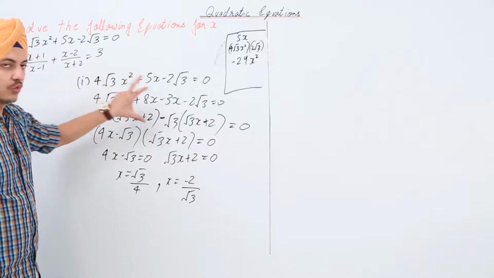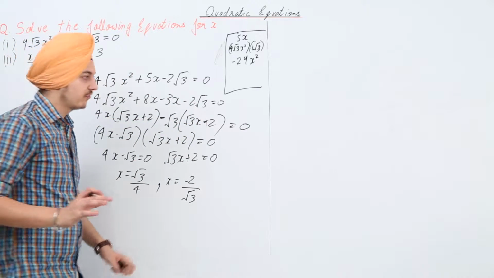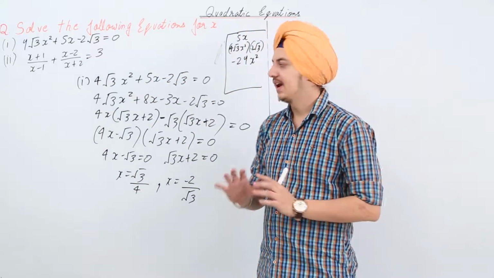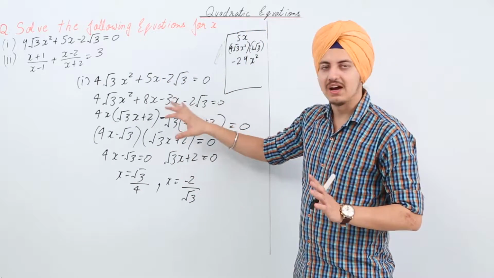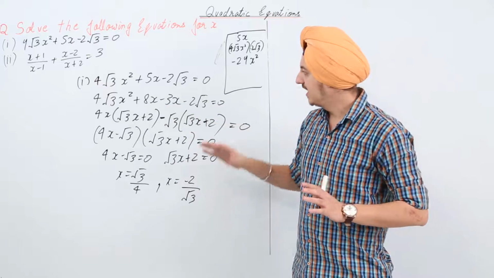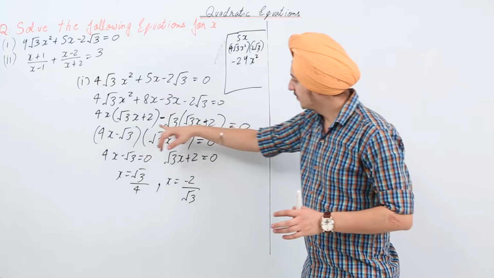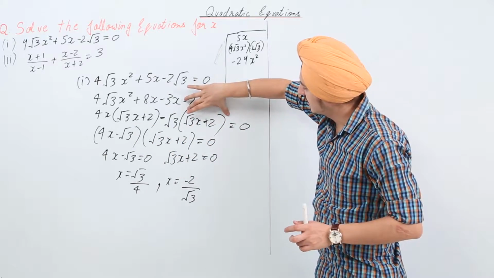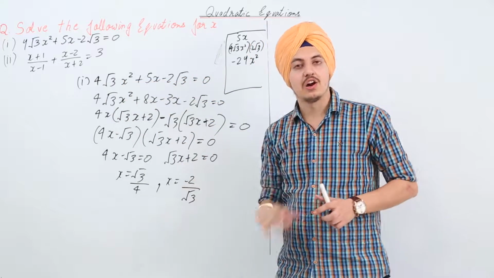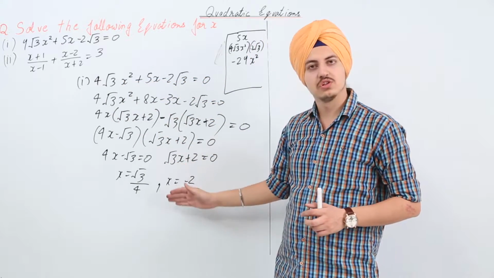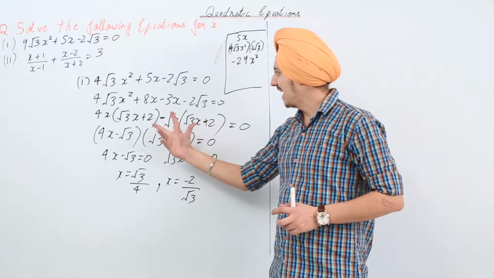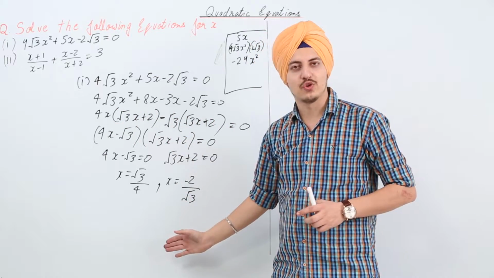Just if there are roots involved, you don't have to be afraid of those. You just have to multiply and split the middle term correctly and then check your answer from this step, because this term and this term are to be equal. After that, you just have to write this and this separately and then solve for x.